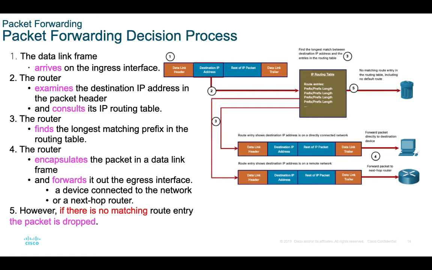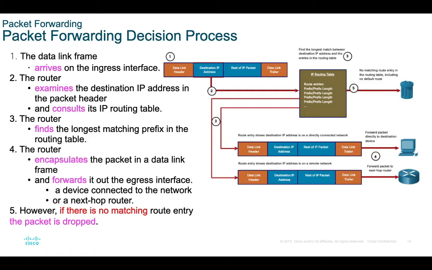The router will decapsulate the frame, removing the data link header and data link trailer, then we have a packet. So we take a look at the destination IP address. When we have the destination IP address, we will try to match it with the routing table. So the router will look for the longest matching prefix in the routing table. If there is a match, for number 3, we go to number 4.